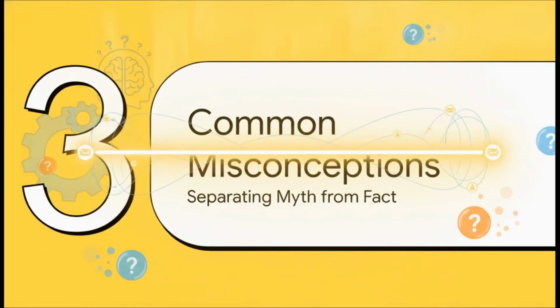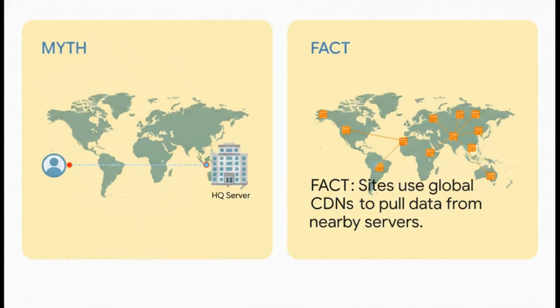Section 3. Common Internet Misconceptions. Let's separate myth from fact. First up, the myth that websites are sent directly from a company's main headquarters. The fact is, your data isn't flying from a central server on the other side of the globe every single time. Instead, sites use global content delivery networks, or CDNs. This means you're actually pulling data from a cloned server located maybe just a few miles away from you, which massively speeds things up.